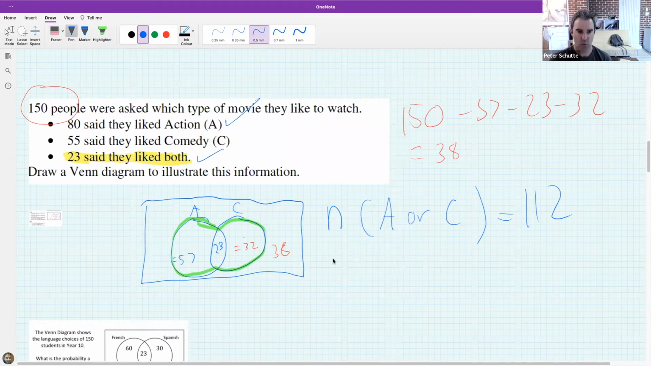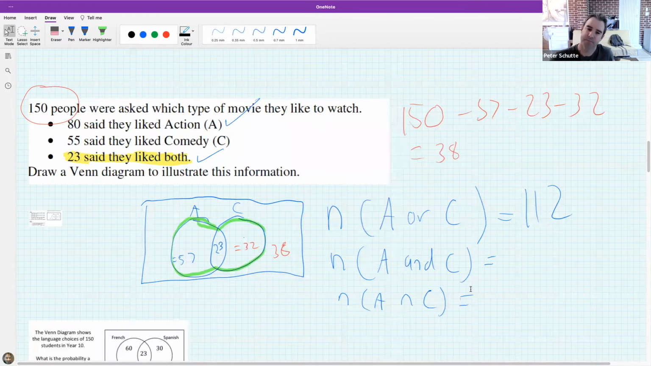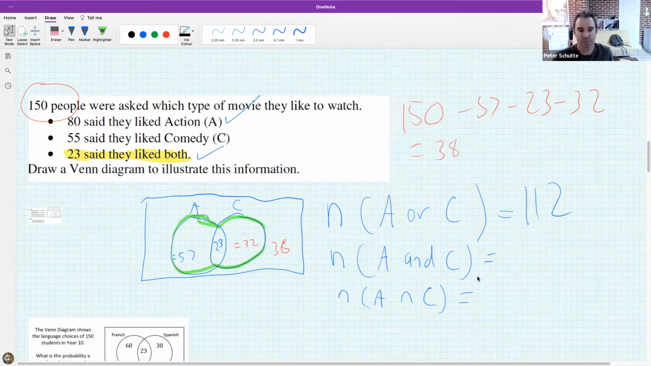If I said to you, what is the n of A and C? The other way of writing that is to write it like this. What is the n of A and C? Write that down. So that's the number of items. This is like the number of people who like action and like comedy. So they like both. It's going to be 23. Okay.